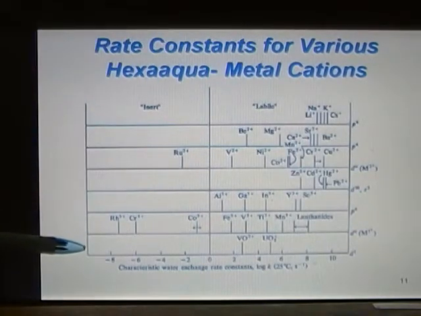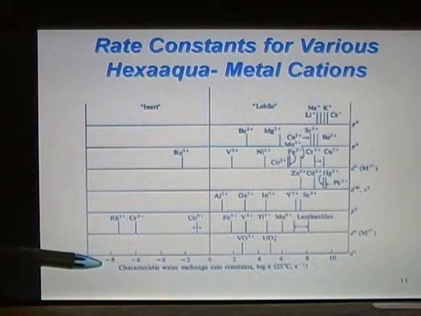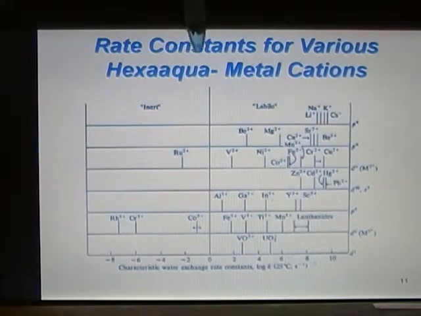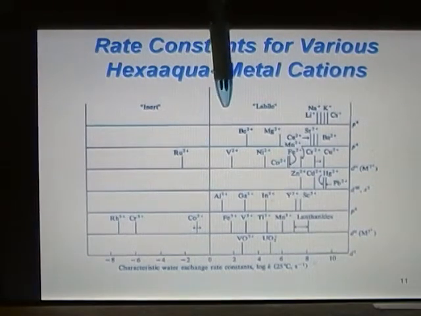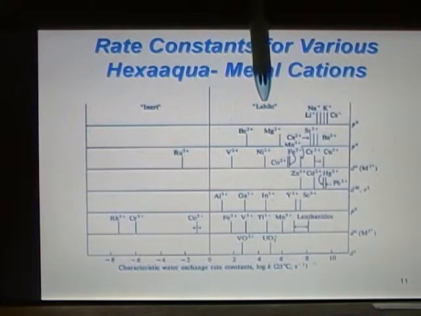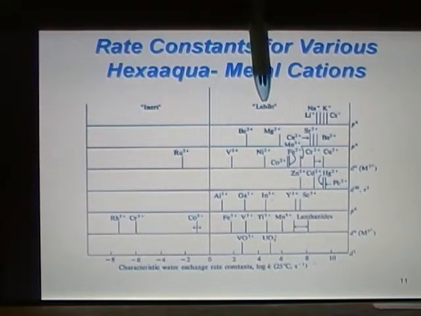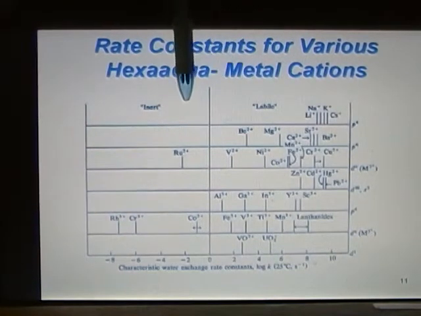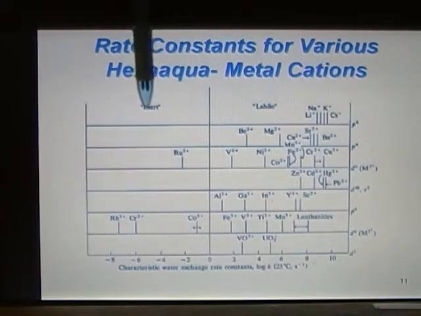What you're looking at in this graph, on the x-axis, is the logarithm of the rate constant. If the logarithm of the rate constant is 0 or greater, the compound is classified as labile. If the log of the rate constant is less than 0, it is classified as inert.